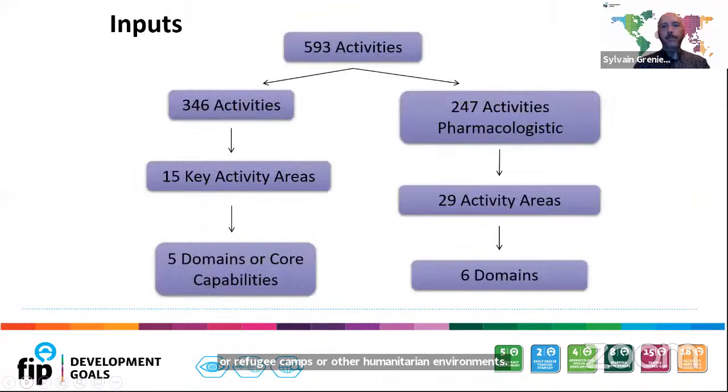Next slide, please. So initially we did a literature search, then we complemented what we found in the literature with the various experience that we had amongst the members of the working group. What we were able to extract was about 593 activities. About 350 of them were on the clinical practice side of things, and about 250 of them were related to pharmaceutical logistics, so maintaining the cold chain and the various logistics regarding the medication. And then they were further grouped into activity areas and then core capabilities.